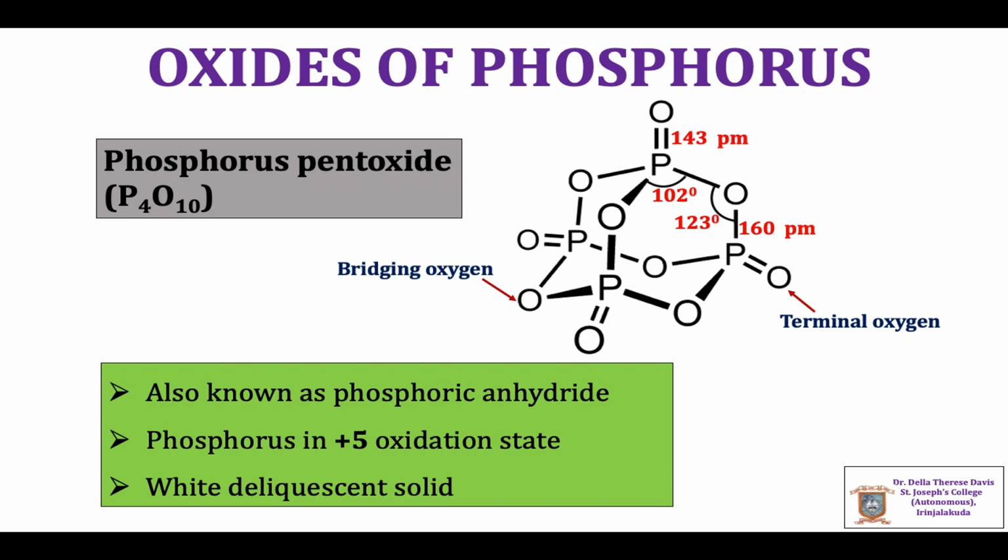Next is P4O10. This is called phosphoric anhydride, in which the oxidation state of phosphorus is +5. The molecule is a white deliquescent solid. In P4O10, there are two types of oxygens, bridging oxygens as well as terminal oxygens. The structure of the molecule is shown in the figure.